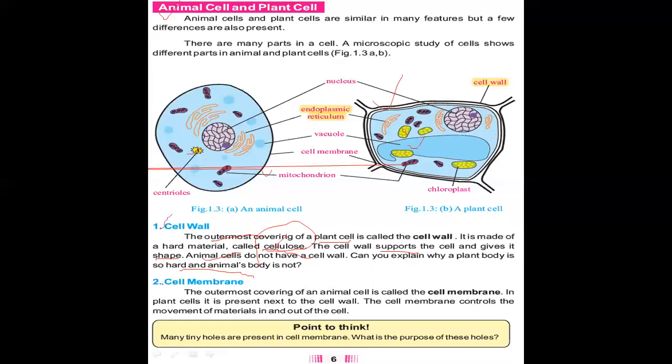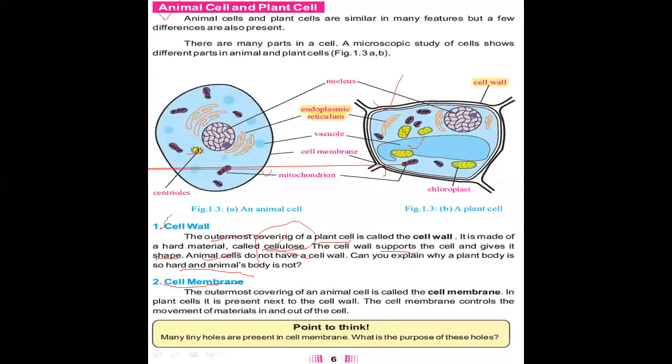Okay, the next one is cell membrane. Cell membrane, you see outside of this animal cell, this one is cell membrane. And in plant cell, because outside is a cell wall, inner to the cell wall we have this cell membrane. You see this one. It is also present in plant cell, but next to the cell wall. Outer is cell wall and inner one is cell membrane.